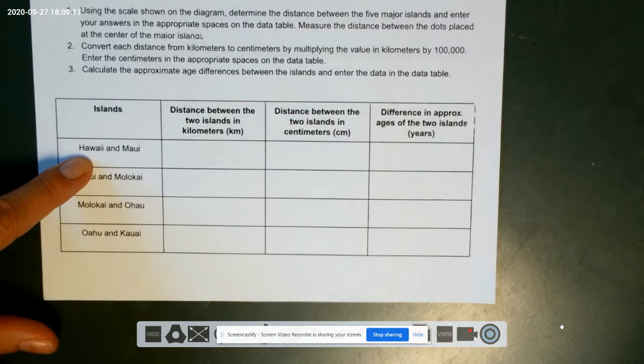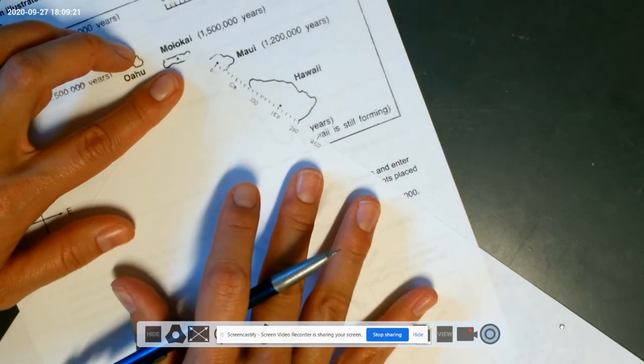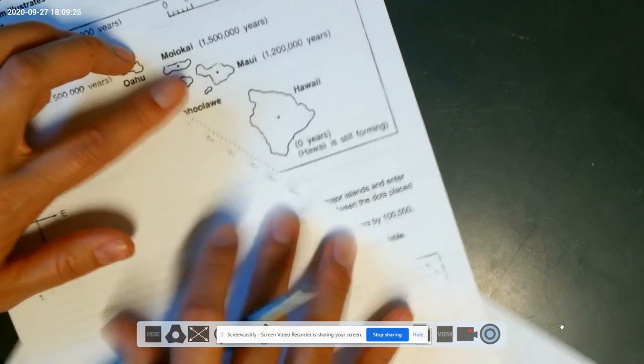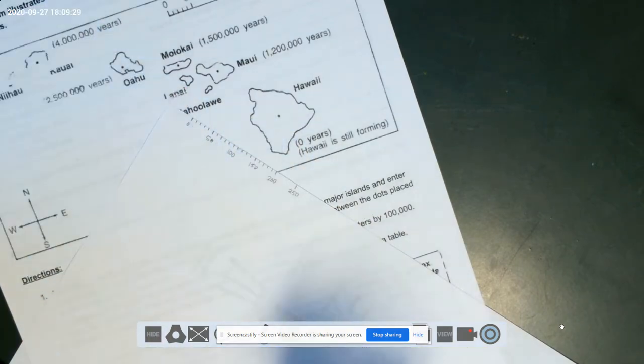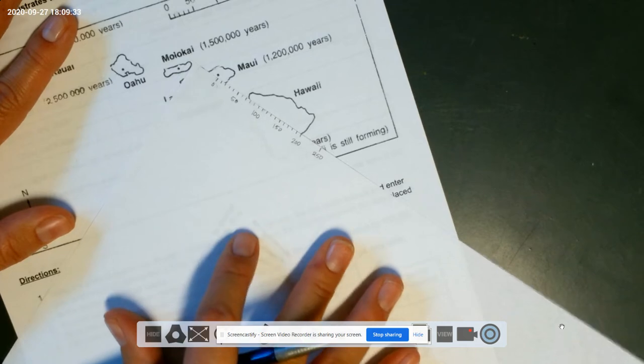Okay, so the first thing that they want us to do is Hawaii and Maui. So I'm going to do a distance between Hawaii and Maui. And they want them from the circles. So circle, that's the center of the island to the other center. So that gives us a good idea of making sure we're not going edge to edge or anything, okay?